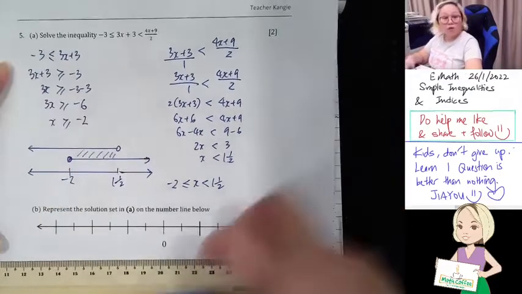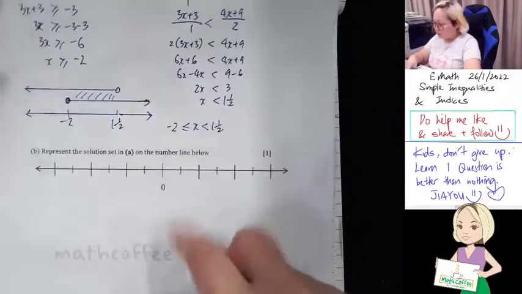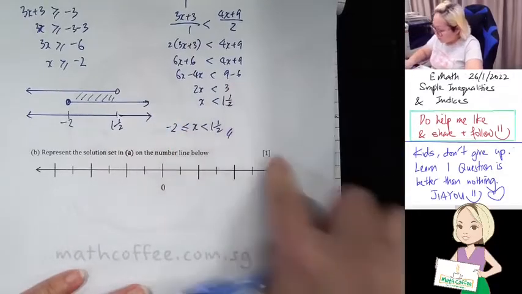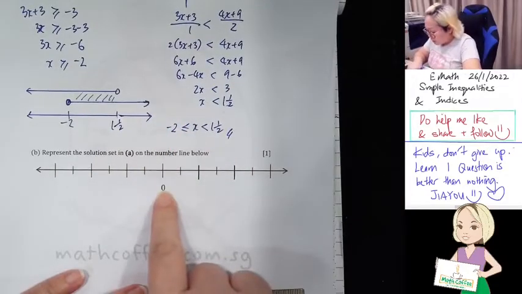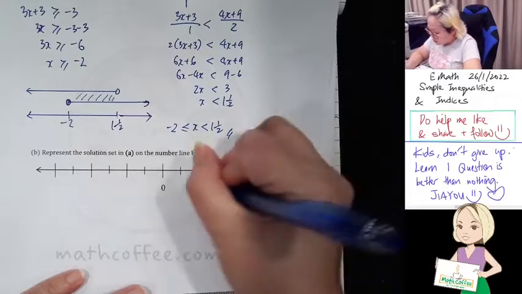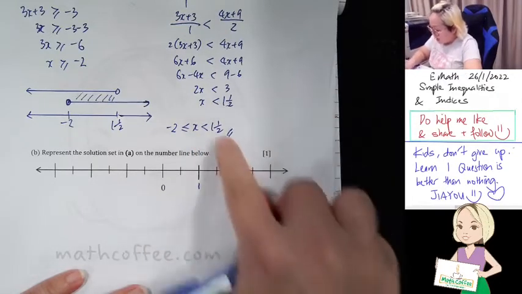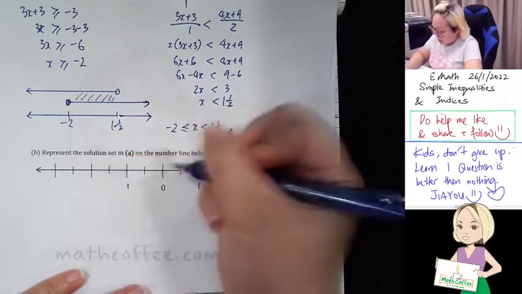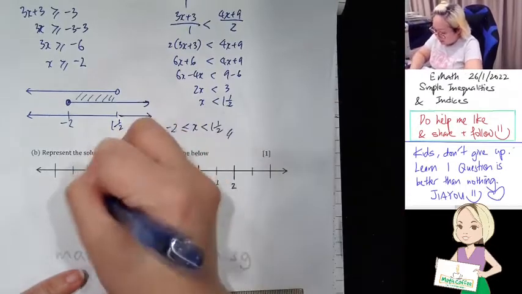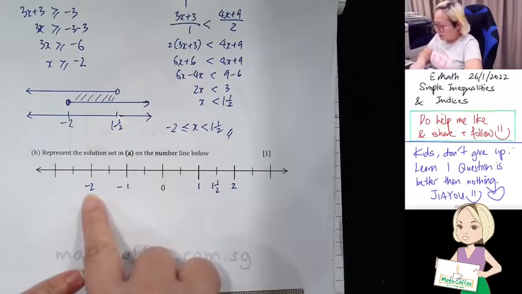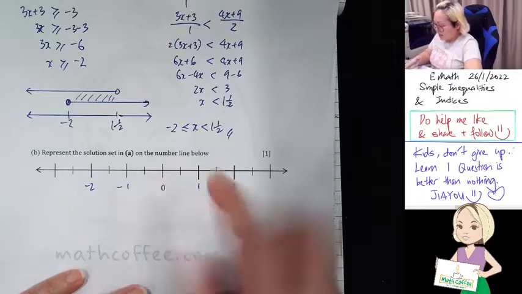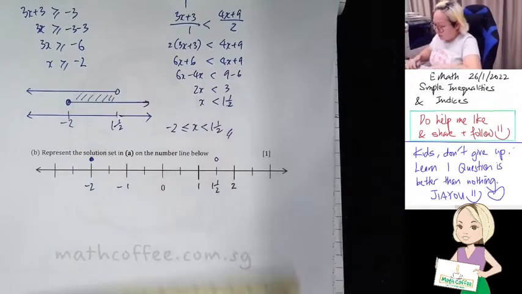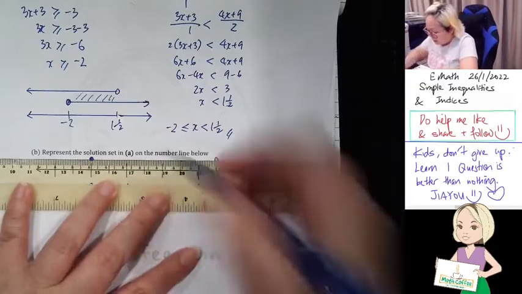Okay, so let's move on. So they ask you to draw this range on this number line. So the 0 is here, here is my 1, here is my 2. I need to do 1.5, so here is 1.5. Here is -1 and -2. Good enough. So I only need -2 and 1.5. And it should be shaded here, unshaded here, and then this is my final answer.